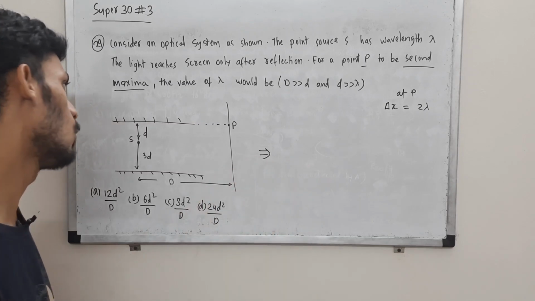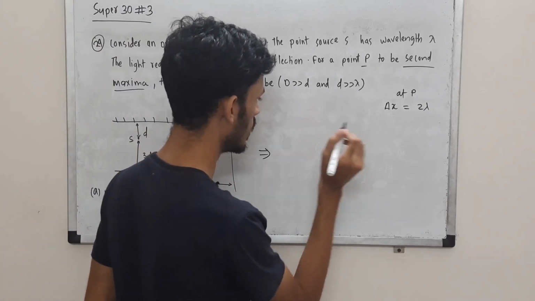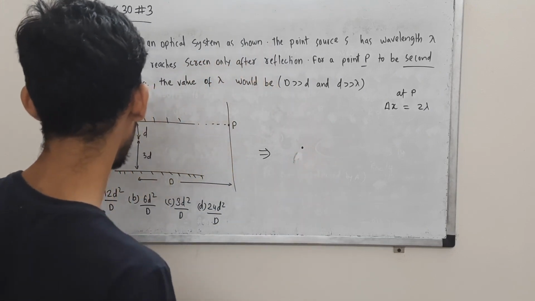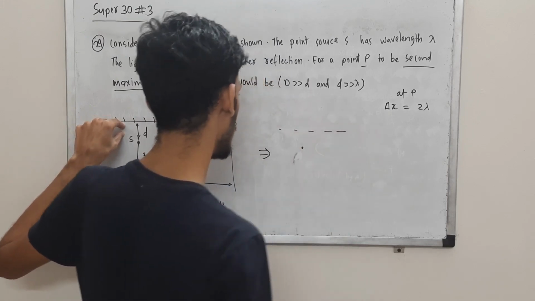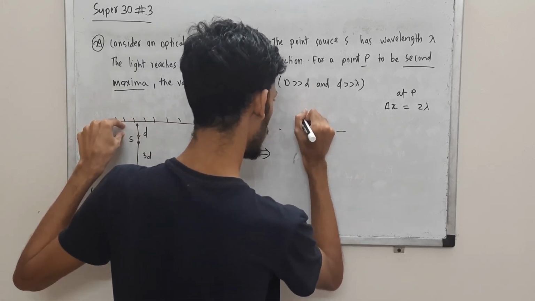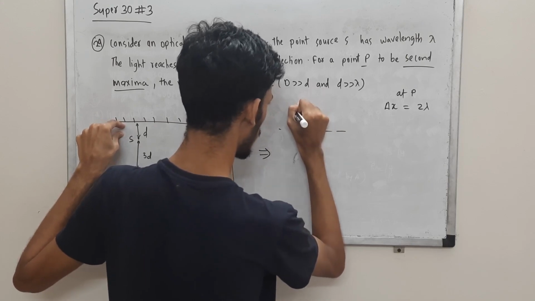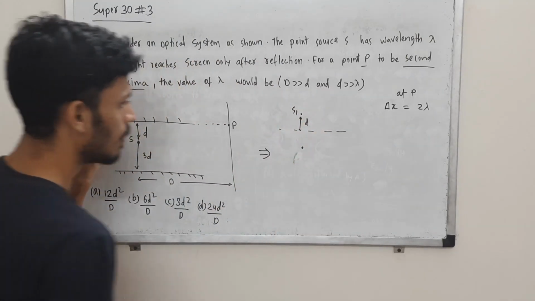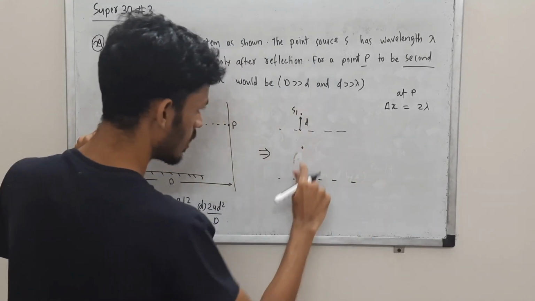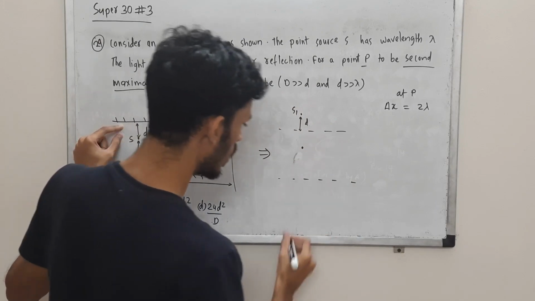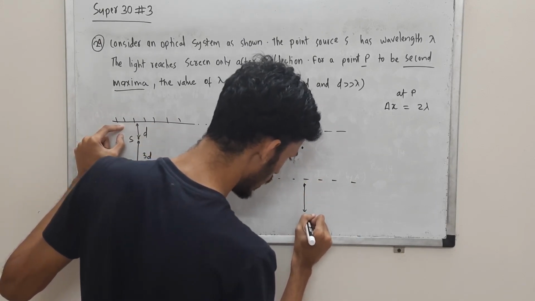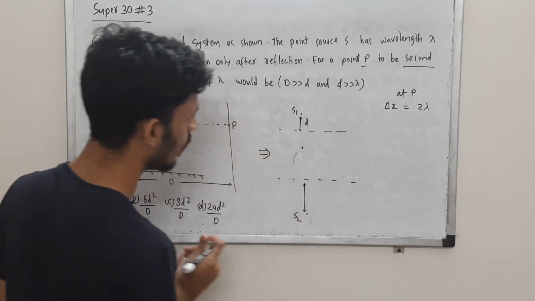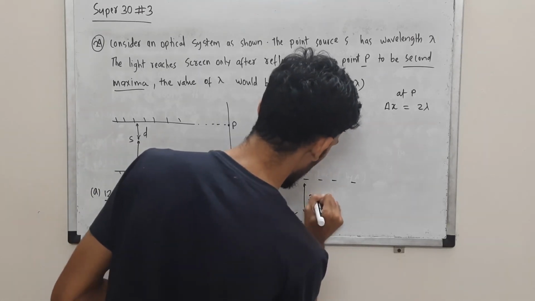The light reaches the screen only after reflection. So instead of this mirror and source S, we can assume two virtual sources. These are plane mirrors. This is the first mirror, so this is at a distance d. So this will be source slit S1, at a distance d inside the mirror. Similarly, this source is at a distance 3d from the bottom mirror, so here we'll have a slit S2, source S2. These are virtual sources, at a distance 3d inside the mirror.